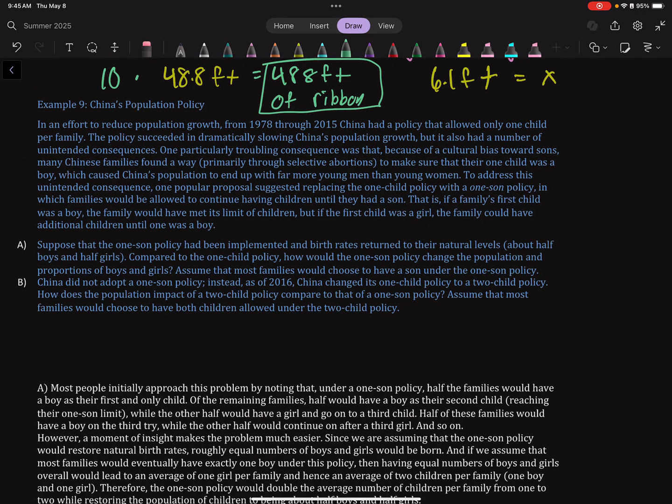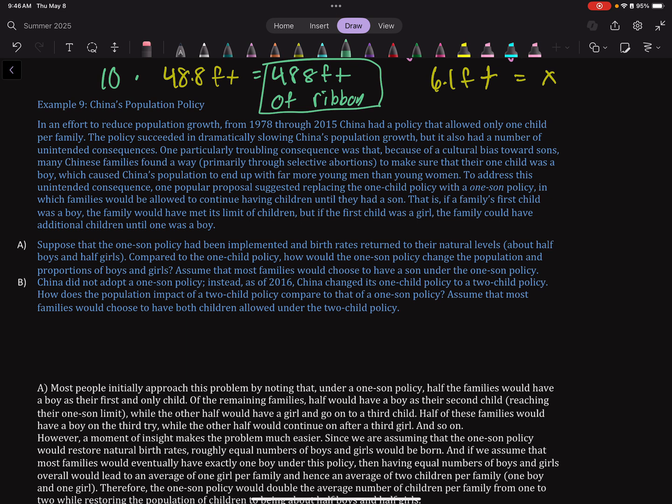China's population policy. In an effort to reduce population growth from 1978 through 2015, China had a policy that allowed only one child per family. The policy succeeded in dramatically slowing China's population growth, but it also had a number of unintended consequences. One particularly troubling consequence was that, because of cultural bias towards sons, many Chinese found a way, primarily through selective abortions, to make sure that their child was a boy, which caused China's population to end up with far more young men than young women.